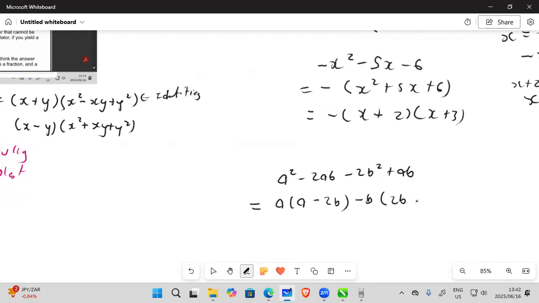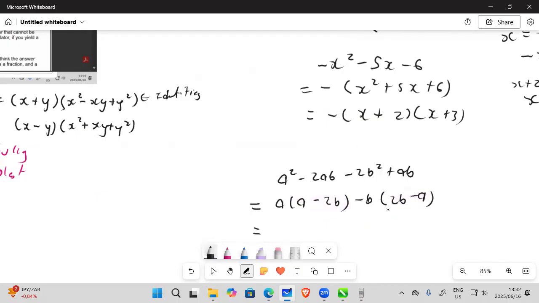2b minus a. Right, so it'll be a times a is a squared, a times minus 2b will give you minus 2ab, minus b times 2b will give you minus 2b squared, minus times a minus is a plus, b times a is ab. So this is perfect. But now what you would notice is that these binomial factors are not the same. So we can't factor it out.